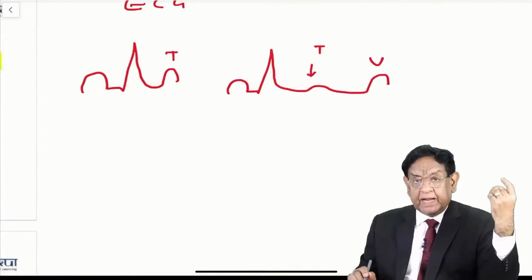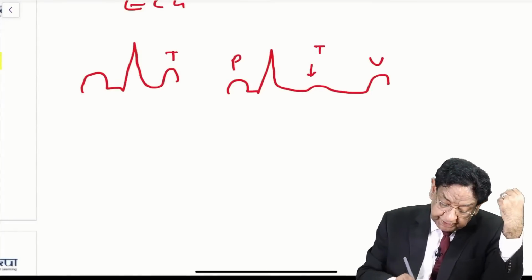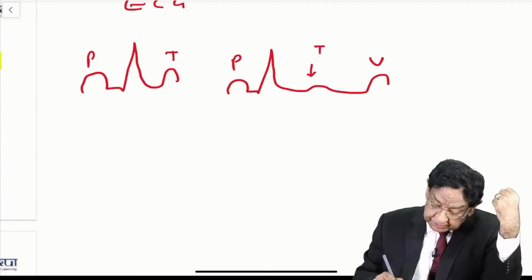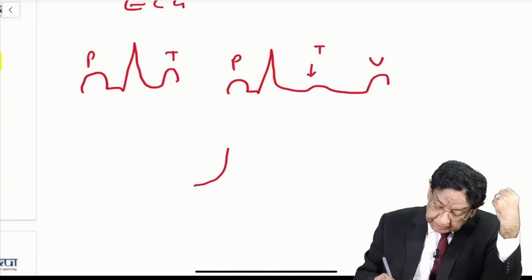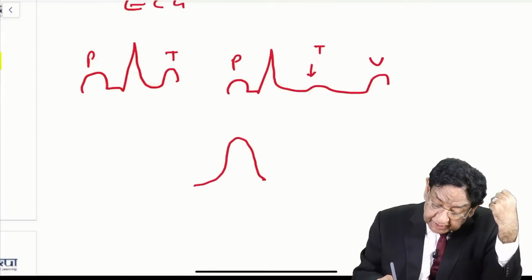In still more hypokalemia, look into this. This is the P wave. This is the PR interval.